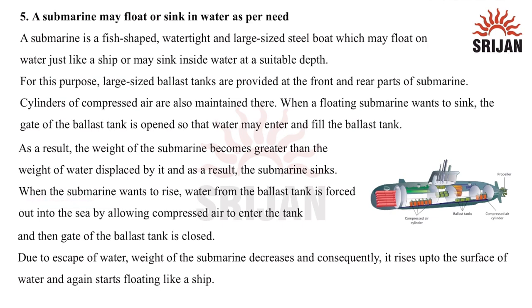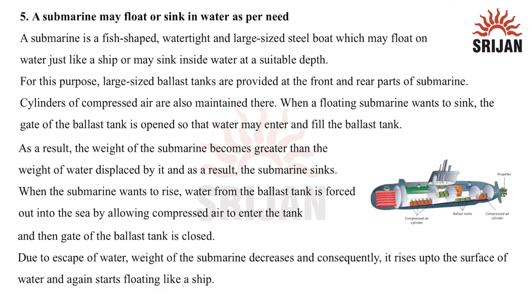Now, when the submarine wants to rise, water from the ballast tank is forced out into the sea by allowing the compressed air to enter the tank, and then the gate of the tank is closed. Due to the escape of water, the weight of the submarine decreases and consequently it rises up to the surface of the water and again starts floating like a ship.